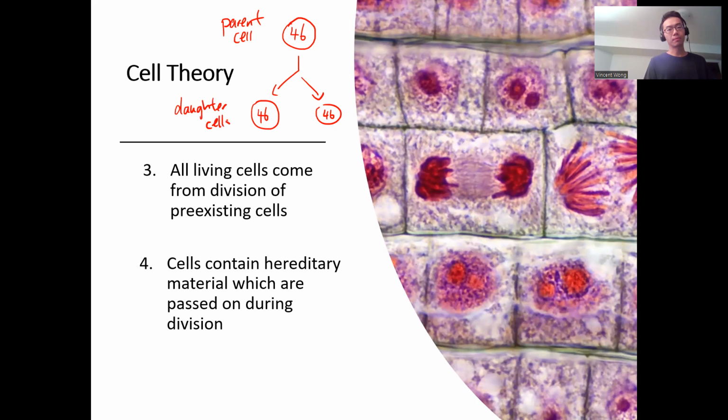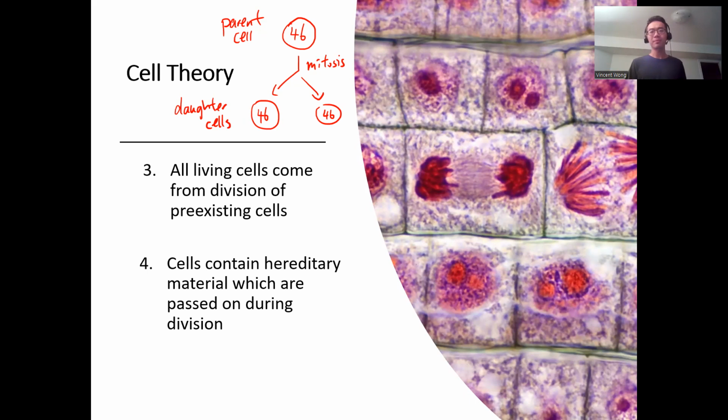Okay, so all living cells come from division of pre-existing cells, and cells containing hereditary materials, the DNA, is going to be passed on during the division. Okay, so this process is called mitosis, and we will learn a lot about it later on in the course. I keep on saying that, right? I keep on telling you, oh, we'll learn this later, but we will.